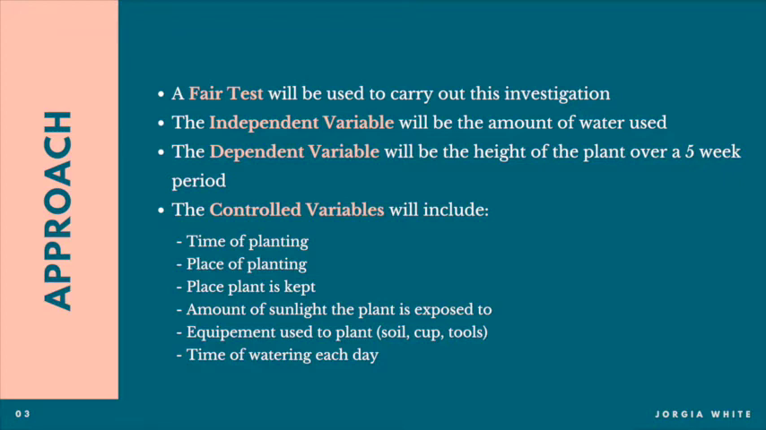These include the time of planting, the place of planting, the place the plant is kept, the amount of sunlight the plant is exposed to, the equipment used to plant, the time of watering each day. The resources needed to carry out this investigation include 2 plastic cups, soil, gardening gloves, fresh water, sunflower seeds, a measuring cup, and a clear area to place the seedlings, which will get direct sunlight during the day.